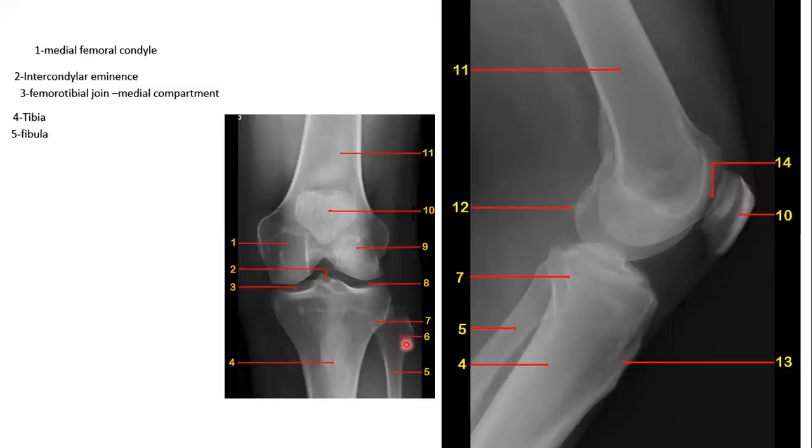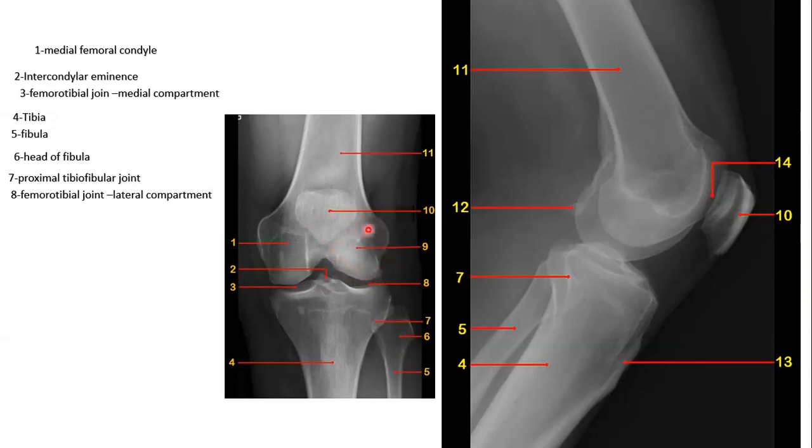Number 6, head of fibula. Number 7, tibiofemoral joint proximal. Excellent, the joint is correct. Number 8, tibiofemoral lateral compartment joint space. Excellent.